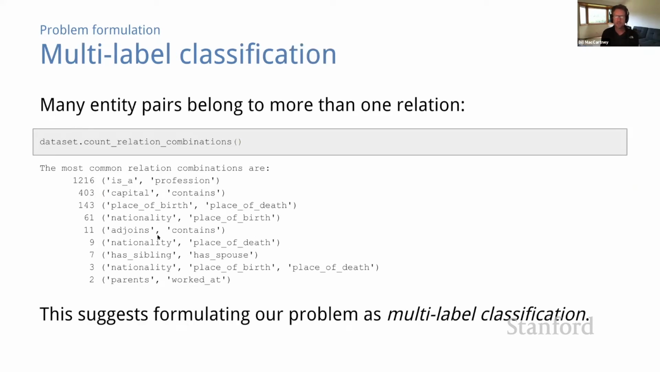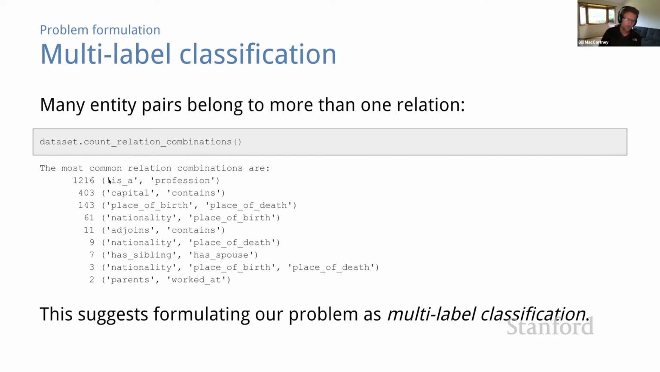Okay, now I'm going to come to the question that was asked about pairs that belong to multiple relations. This is related to the question of the outputs of our prediction problem. We wrote some code to check the KB for entity pairs that belong to more than one relation. That's this method, count_relation_combinations. And it turns out this is a really common phenomenon in the KB. There are lots of pairs that belong to multiple relations.